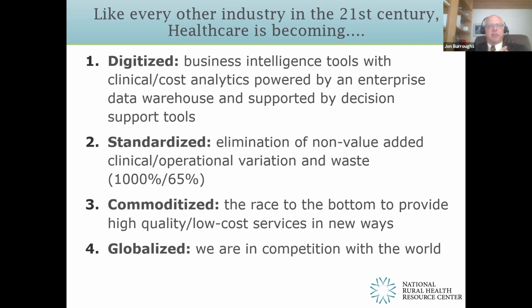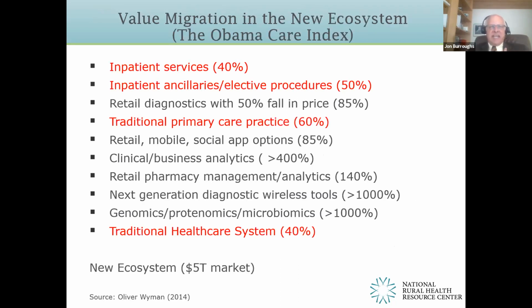And you can see that inpatient services predicted to go down by 40%, inpatient ancillaries and electives by 50%, traditional primary care, the doctor in the office seeing patients one at a time, and the traditional healthcare system going down by 40%. Now, the good news is that retail diagnostics, so apps, analytics, wireless tools, genomics, proteomics, microbiomics, is really how to customize healthcare maintenance for individuals on a virtual and outpatient basis, is going to create a whole new industry that's worth $5 trillion instead of $3.4 trillion.